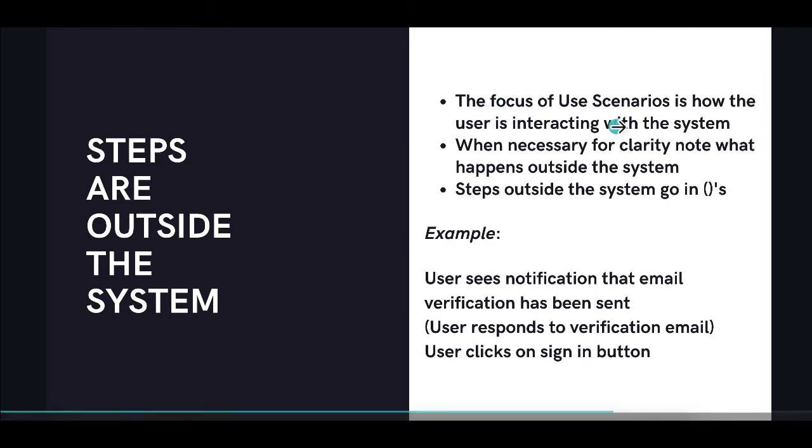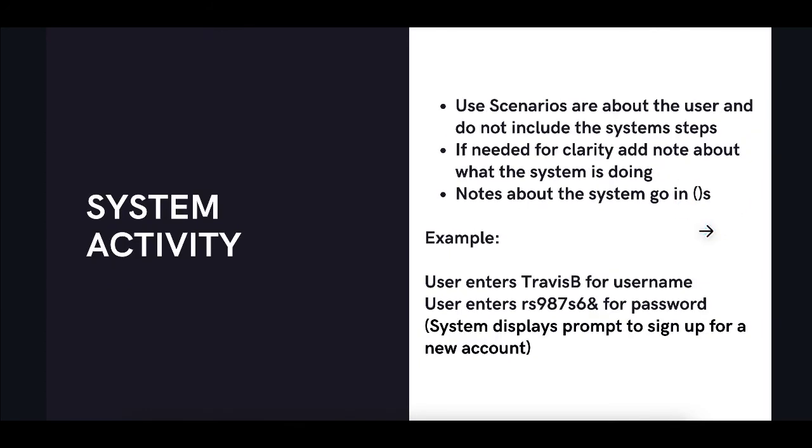So the focus of use scenarios is how the user is interacting with the system. When necessary, for clarity, note what happens outside the system, and steps outside the system go in parentheses. So these parentheses should be very rare. Another example of using parentheses is in system activities. Use scenarios are supposed to be created from the perspective of the user, but every now and again we might need to describe something that the system is doing. This should be very rare too.